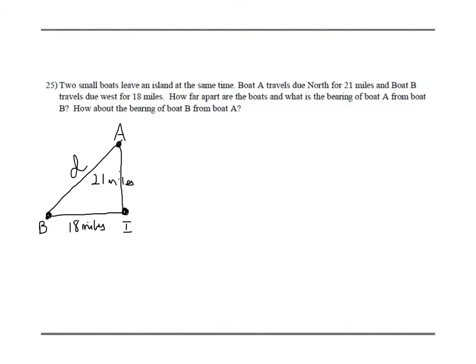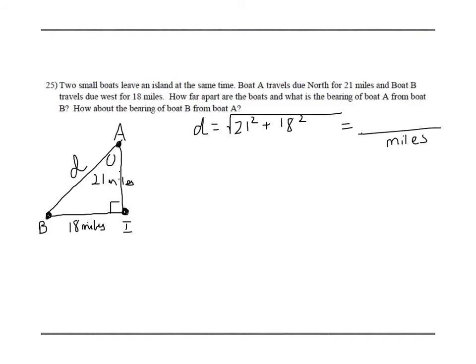It says, how far apart are the boats? And what is the bearing of boat A from boat B, and the bearing from B to A? So you're going to find both of them. You're going to go, how do I get from A to B, and how do I get from B to A? So the first thing here, since these are due, this is just a right triangle. So to find the distance, you're just going to use the Pythagorean theorem. So D is equal to the square root of 21 squared plus 18 squared. That's how far the boats are. That's easy. And if you were doing this on a test, right, then that'd be easy, and you'd have it. It'd be perfect.